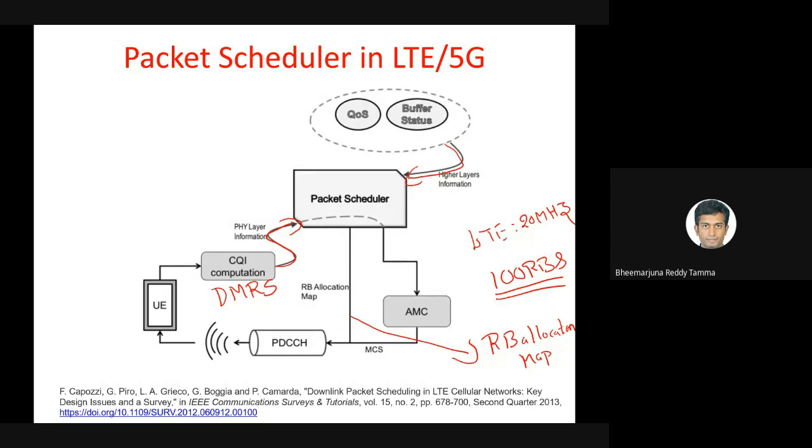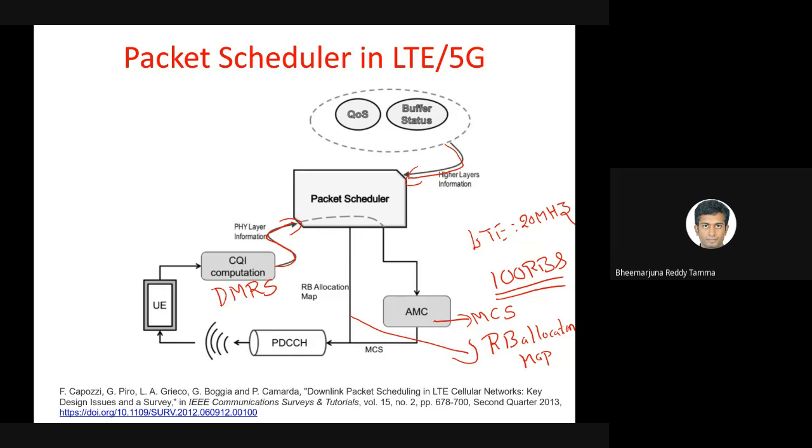And for each of those scheduled users, what should be the modulation and coding scheme that you want to apply? That is done by something called the adaptive modulation and coding block. This block, AMC, stands for adaptive modulation and coding. Based on the channel quality information, it will decide what should be the MCS, that means what coding rate and what modulation scheme to apply for serving the respective users that are scheduled in the current or upcoming scheduling interval.